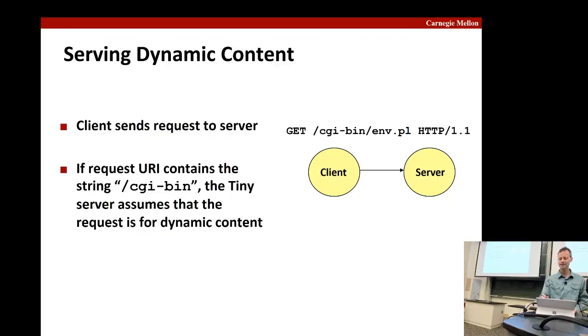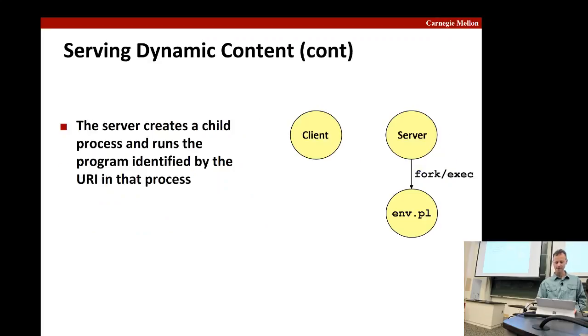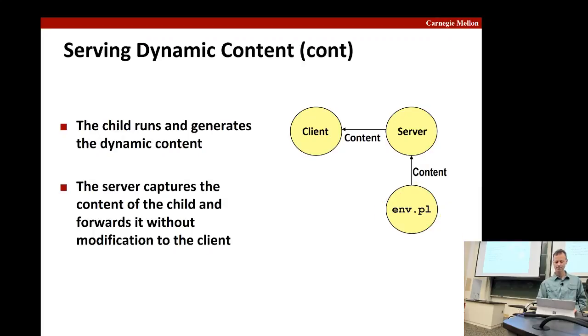All right, so for dynamic content, for instance, something where the path might be this, cgi-bin/n.pl. Okay, so it's dynamic content. The server creates a child process using fork, and runs the program identified by the URL in the process. That n.pl gets run inside that process. So when it gets run, there's some content that gets generated, and the server captures that content. We'll show you in a minute how it does that. And then after it's done that, it's eventually going to send it back to the client.